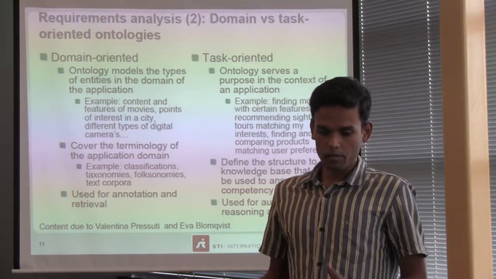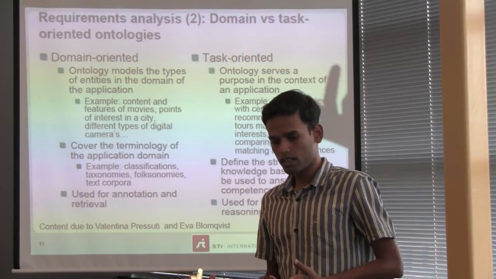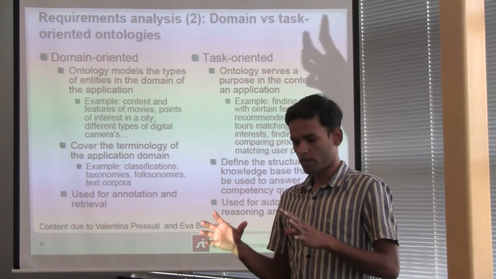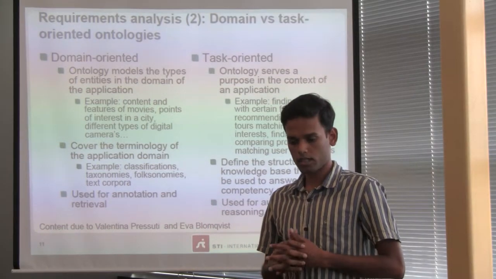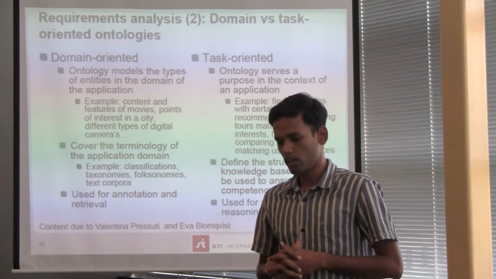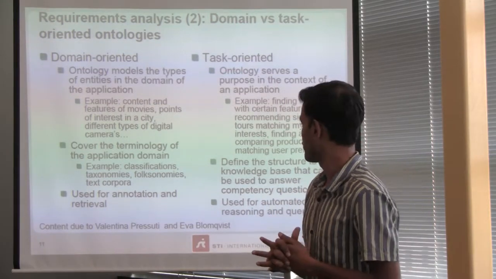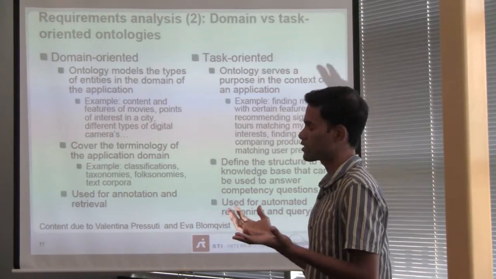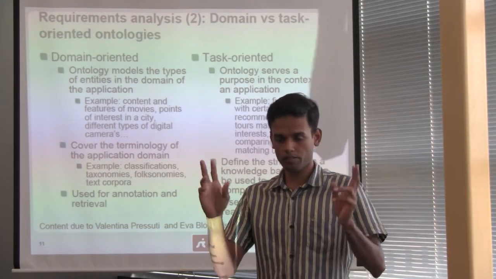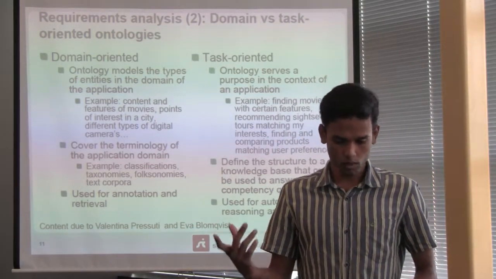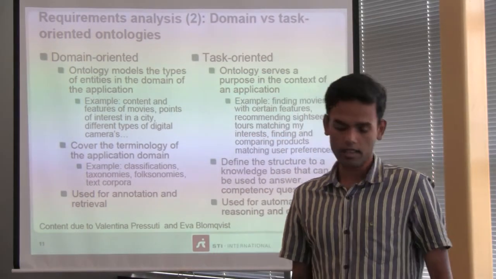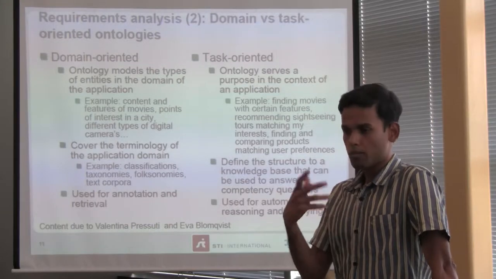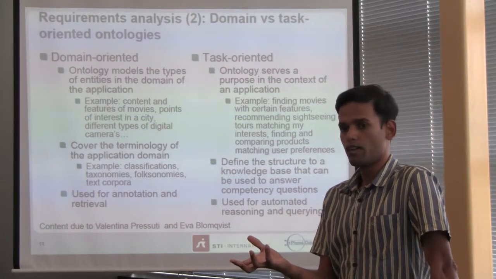The other type is the task-oriented ontologies, where you have a particular requirement to represent the domain and use that ontology for a particular task. I can describe two different types of tasks. One is, let's say, what Google is developing with its knowledge base. Their purpose is to understand web text.